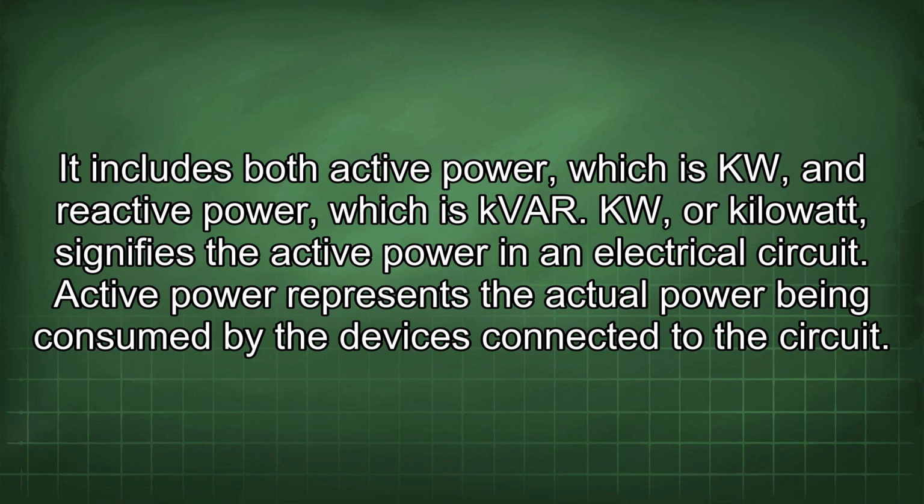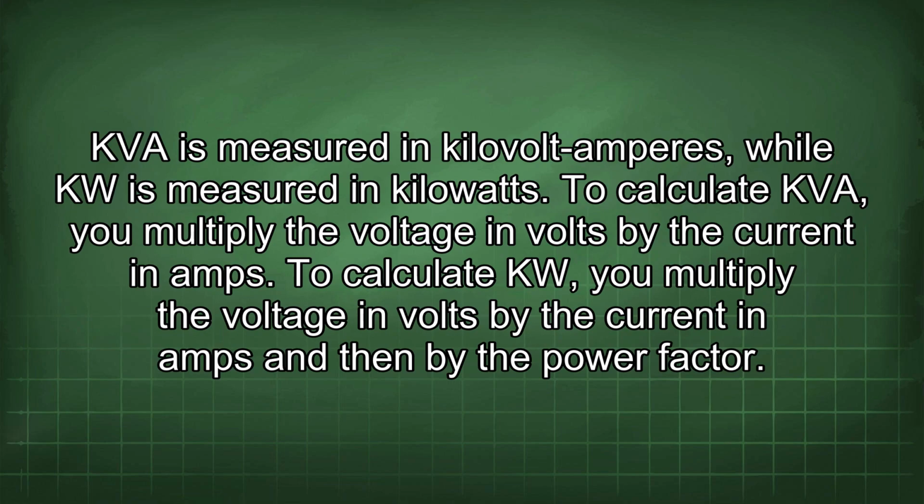KW, or kilowatt, signifies the active power in an electrical circuit. Active power represents the actual power being consumed by the devices connected to the circuit. KVA is measured in kilovolt amperes, while KW is measured in kilowatts. To calculate KVA, you multiply the voltage in volts by the current in amps. To calculate KW, you multiply the voltage in volts by the current in amps and then by the power factor.